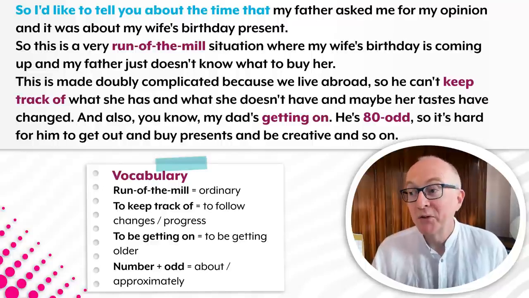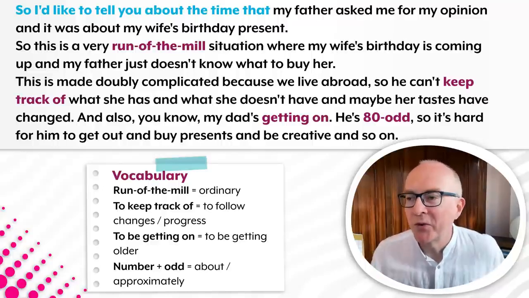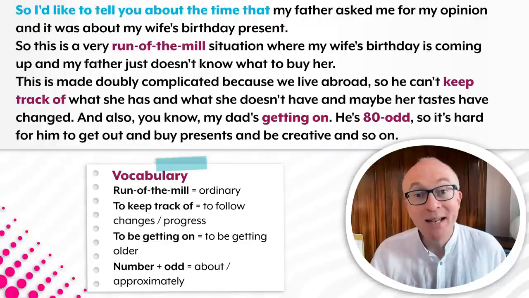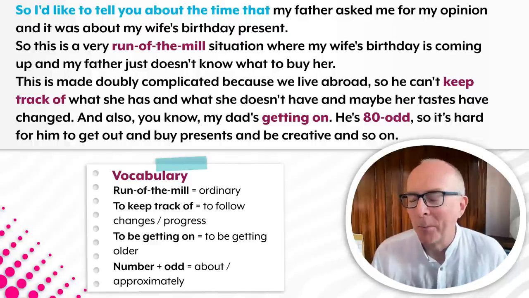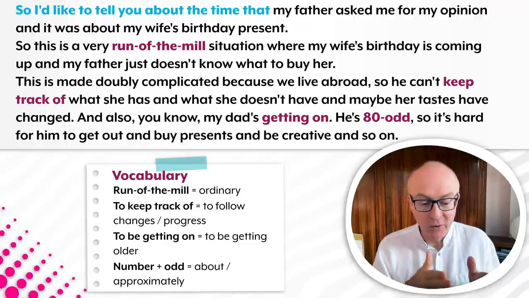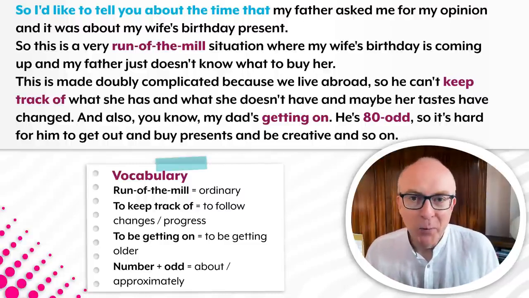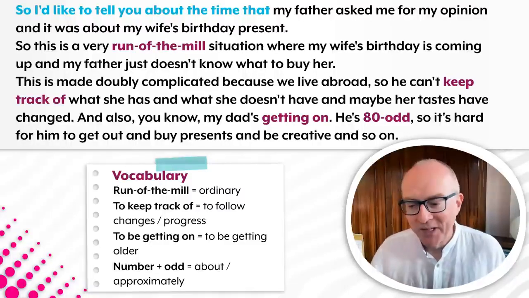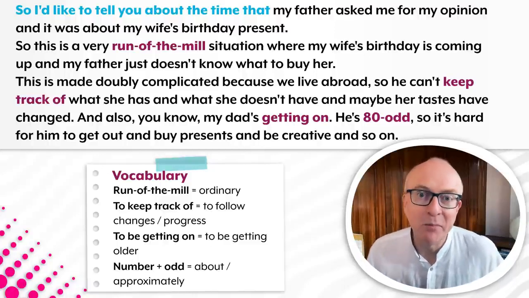So a run-of-the-mill situation. My wife's birthday is coming. Father doesn't know what to buy. This is made doubly complicated, super complicated, or extra complicated, because we live abroad. He can't keep track of. To keep track of is to follow the progress or changes of something. You know, when you buy something on Amazon and you can follow the progress of the delivery, right? You can keep track of it.